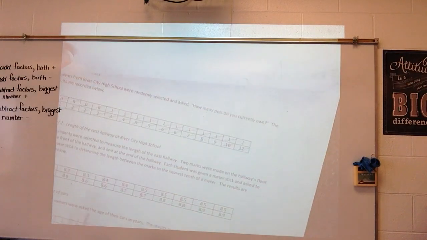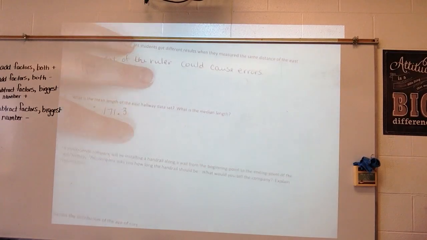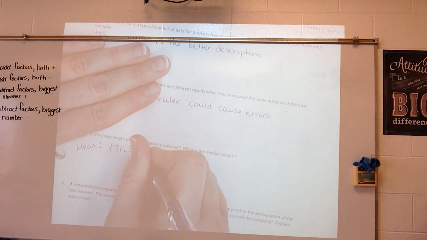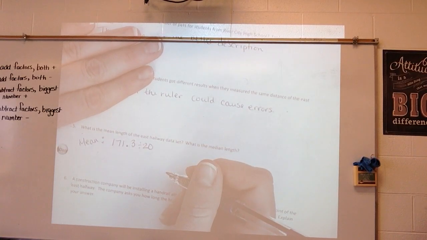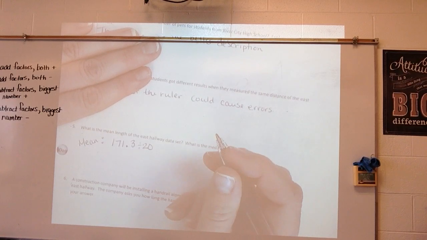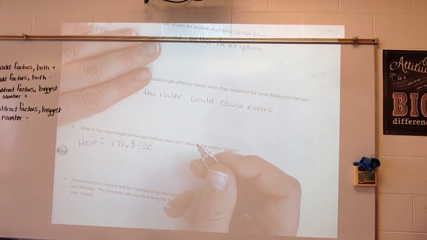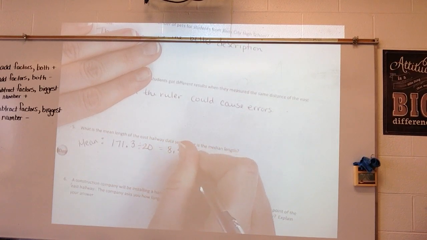See how many kids. 2, 4, 6, 8, 10, 12, 14, 16, 18, 20. So I'm going to divide that by 20. And I get 8.565. So we'll round it to the nearest tenth. I'm sorry, to the nearest hundredth. So 8.57 meters.